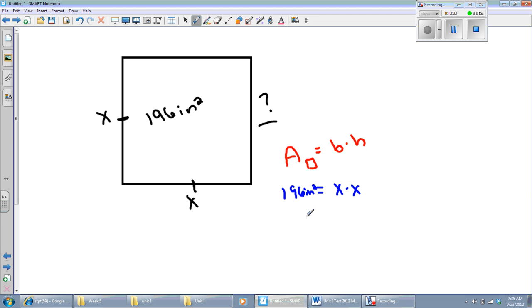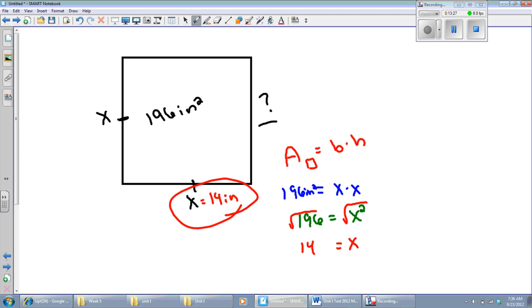And I'm going to simplify this. 196 equals x squared. X times x equals x squared. And I'll take the square root of each side, and that will undo the square for me, and I will get 14. So my answer is x equals 14 inches. There you go. All you need to do is take the square root of the given area if the shape is a square.